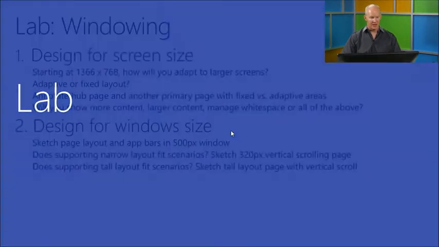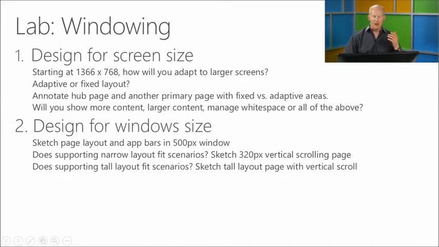Okay? So for a lab for this, what would I want to do? Well, I'd want to take a few key screens and actually go through and annotate the sketches to say, is this app going to be adaptive? Is it going to be a fixed layout? Annotate which parts of the screen are going to be dynamic and adaptive, which ones of them are going to be fixed. And then do that for, let's say, the hub page and a few list pages if it's a hierarchical app, a detail page. Just get a feel for what kind of things you're going to need to do to make that layout work great across all those different screen sizes.